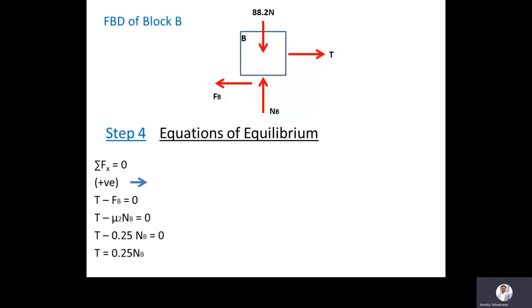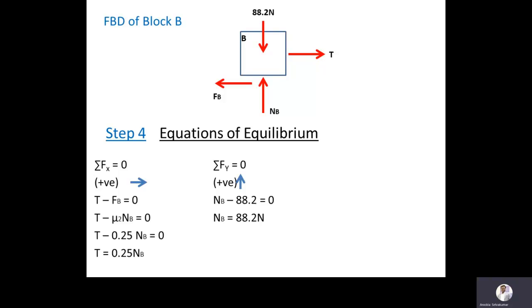Next, we know the equation of equilibrium, that is summation of vertical force equal to 0. Here again we have two forces, the normal reaction at B and 88.2 Newton. We are assuming that the force showing upward is positive. So NB minus 88.2 is equal to 0. From that we can calculate the normal reaction of block B is 88.2 Newton.